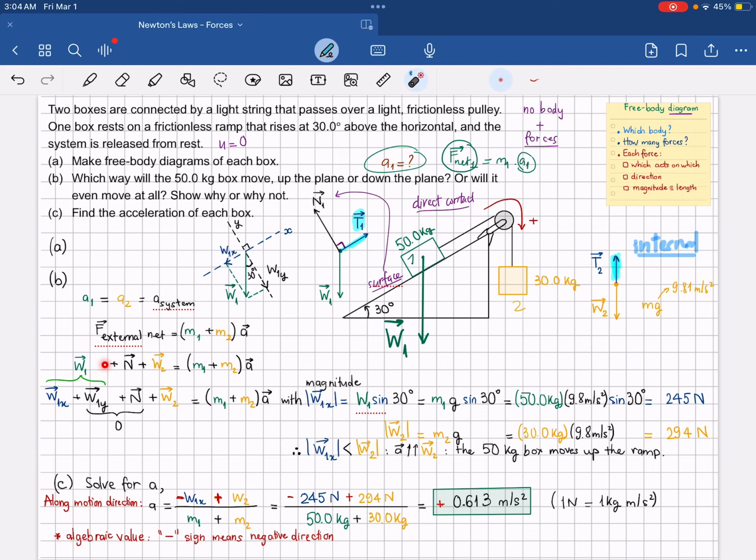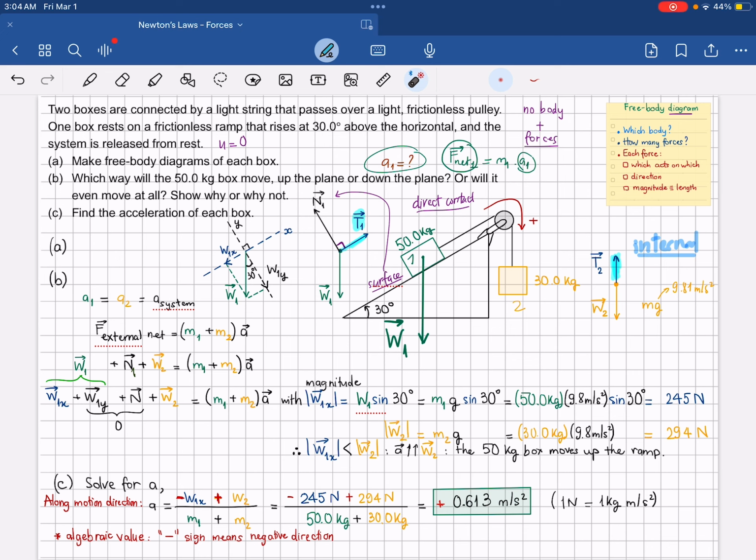So listed here are just the weight 1, the normal force on mass 1, and the weight of mass 2, weight 2. So there are just 3 external forces here. Because this surface is frictionless, we don't have a friction force here. If there were some friction, then we should also include a friction force. So there are just 3 forces that act as external forces.